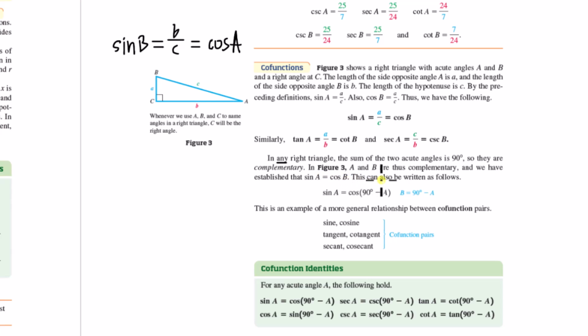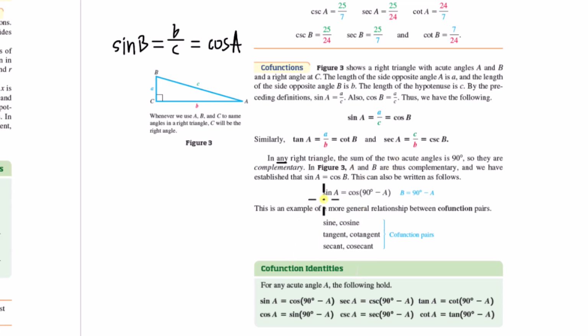In figure 3, A and B are thus complementary, and we have established that sine of A is equal to cosine of B. This can also be written as follows. Sine of A is equal to what? Well, we know that we could write B as 90 minus A because it's complementary to A. So there's a relation. Sine of A is equal to cosine of 90 minus A because B is 90 minus A. And so they call this a cofunction identity. And you could do the exact same idea with cotangent and tangent and secant and cosecant.